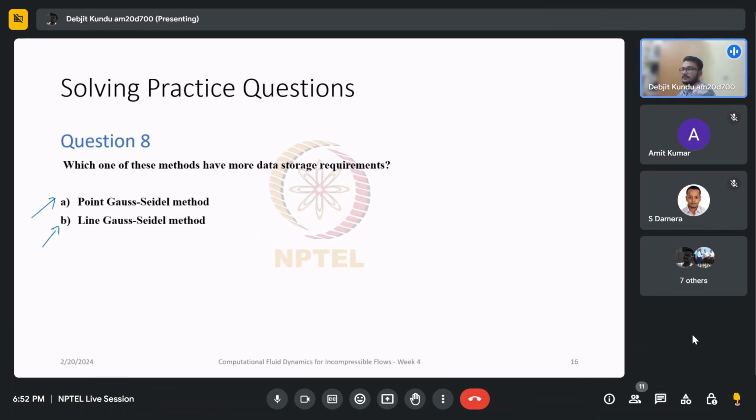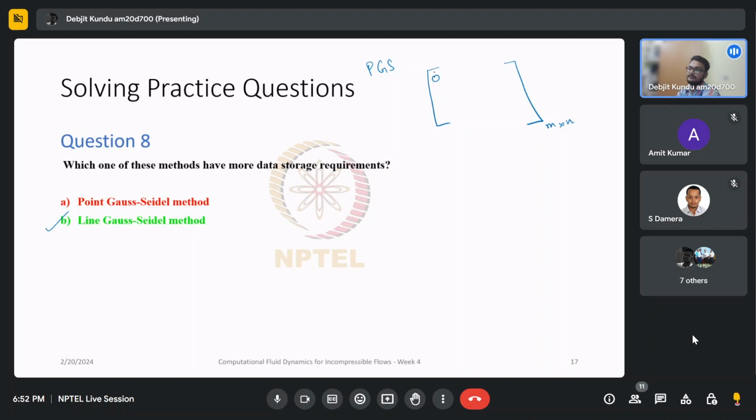Okay, so let's have a look at the solution. It's actually option B, line Gauss-Seidel method, not A. So why is it so? As I told earlier, in point Gauss-Seidel, I'll call this PGS maybe, we have only one matrix, which is m cross n, of course.